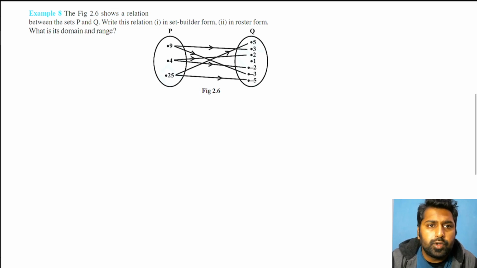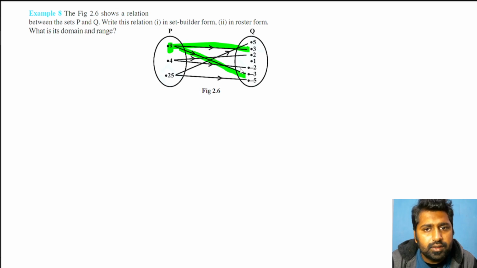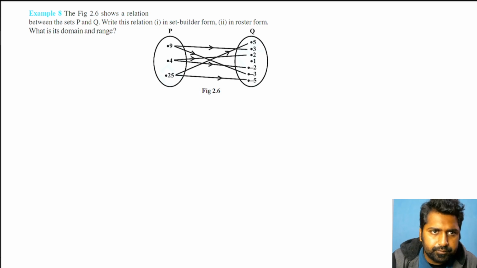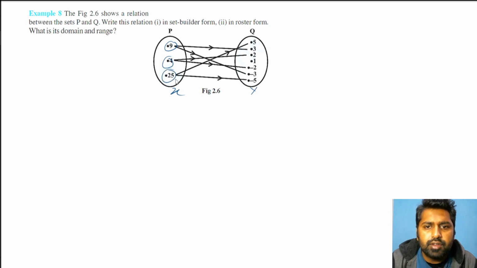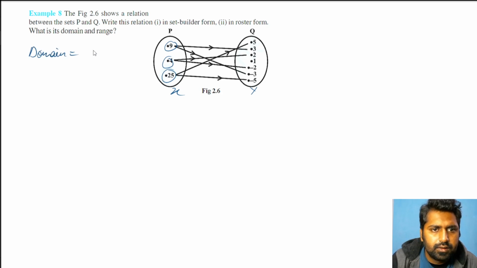So domain was all possible values of x for which y exists. This is x, this is y. So for 9 there are two y's possible, it's okay, but there is a y possible. So that will be in domain. For 4 again an image exists, so yes, that will also be included in domain. 25 again will be included in domain. So for domain I'll say domain is 9, 4 and 25.